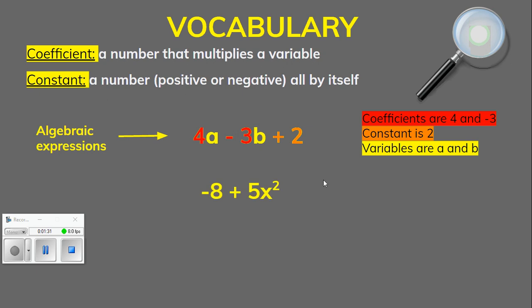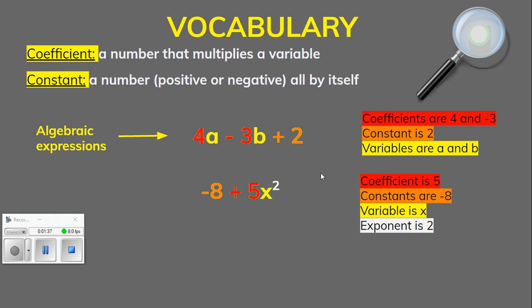Now there's another example right there in your notes. We have this negative 8 plus 5x squared. So the coefficient, again by definition, a number that multiplies a variable, is this red 5. The constant is this orange negative 8. The variable is this yellow x. And this time, to define the 2, it's called an exponent. Okay? So now we have every single part of the algebraic expression labeled, and it's got a vocab word with it.